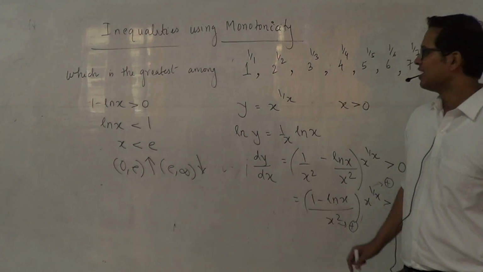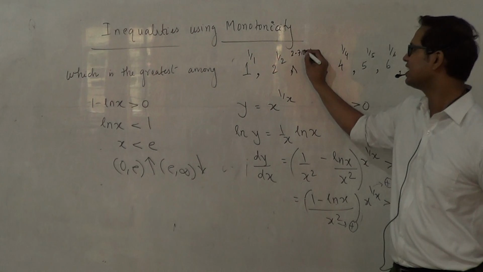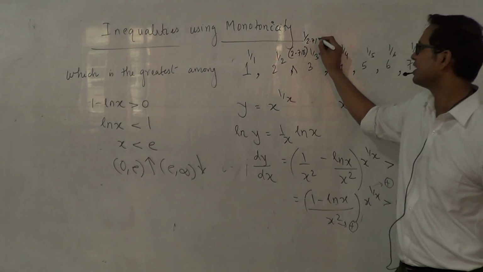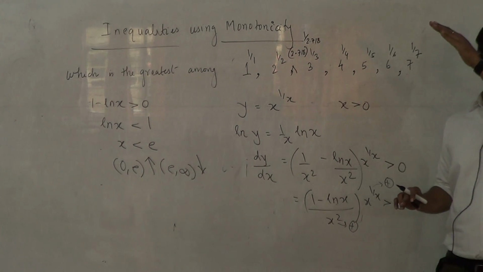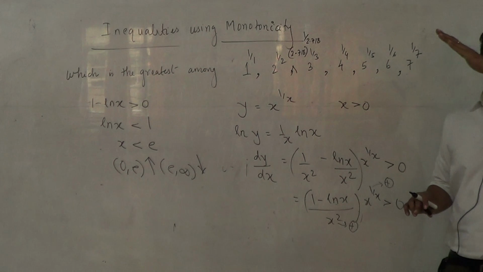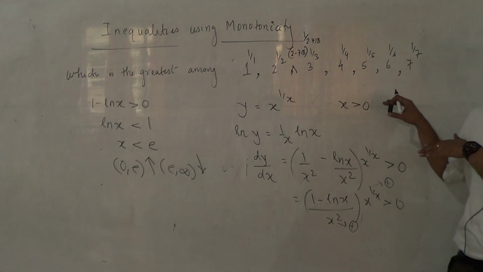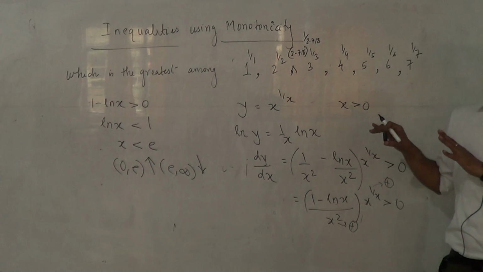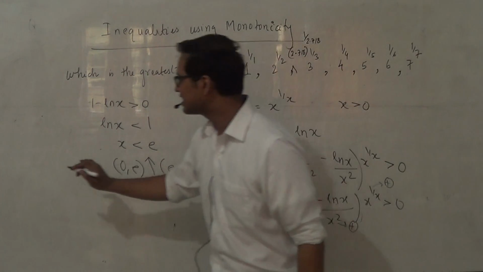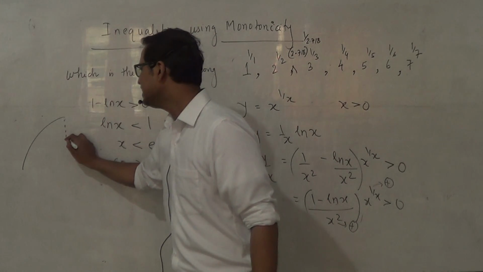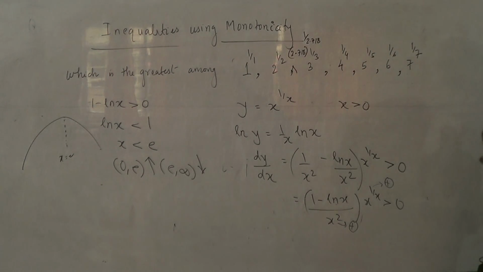That means e is somewhere here, 2.718 to the power 1 by 2.718. Correct? So your function is increasing till it reaches 2.718. That means of all these values over here, e to the power of 1 by e would be the greatest. Now, your function is on the rise like this, and then after e, the function keeps on decreasing.